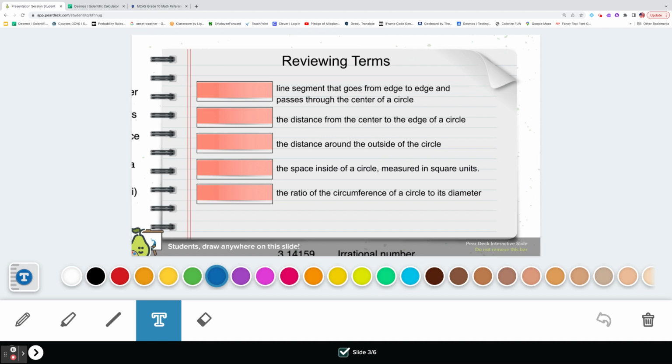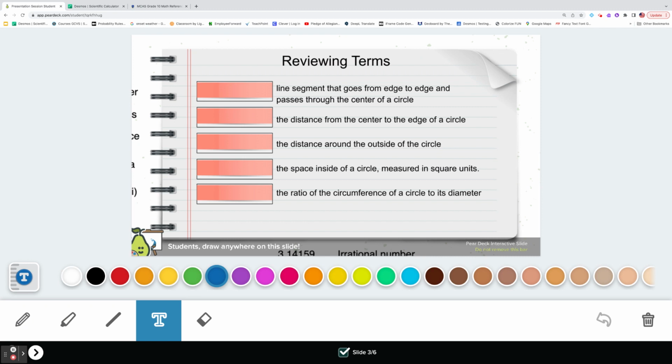We're going to be reviewing terms. In math, as in every subject, it's really important that you are familiar with the vocabulary. So I was going to give you a word bank, but I wondered if you would be able to come up with these definitions just based on memory.